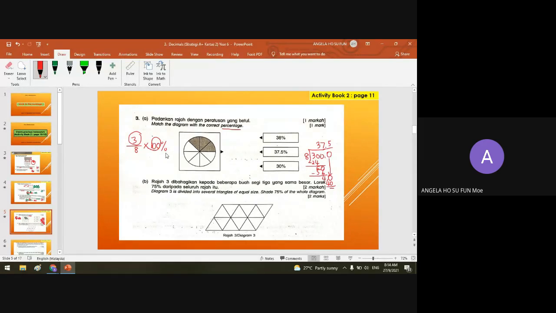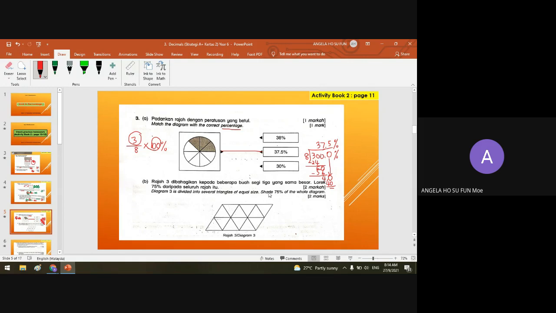All right, percentage, the unit is percentage. So this is in percentage. All right, so 300% here, and this is percentage. So which one is correct here? Answer here, you just match lah. This is equals to 37.5%.